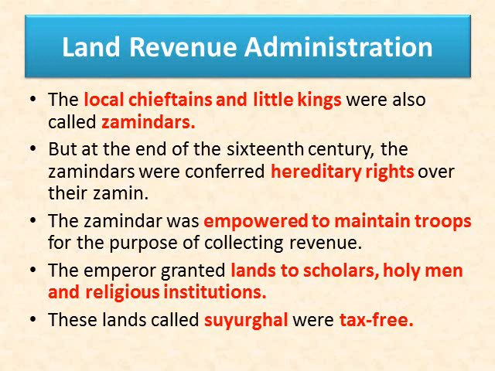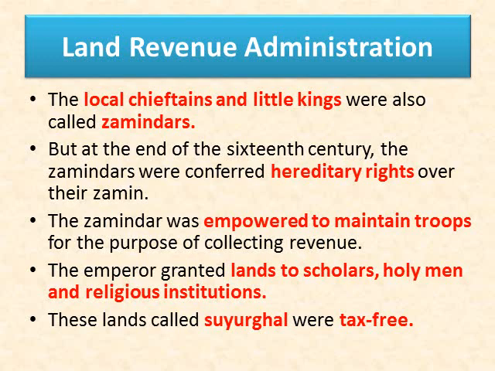But at the end of the 16th century, the zamindars were conferred hereditary rights over their zameen. So they had hereditary rights over their land. The zamindar was empowered to maintain troops for the purpose of collecting revenue. So he had his set of soldiers for collecting the revenue. So he was a small king.